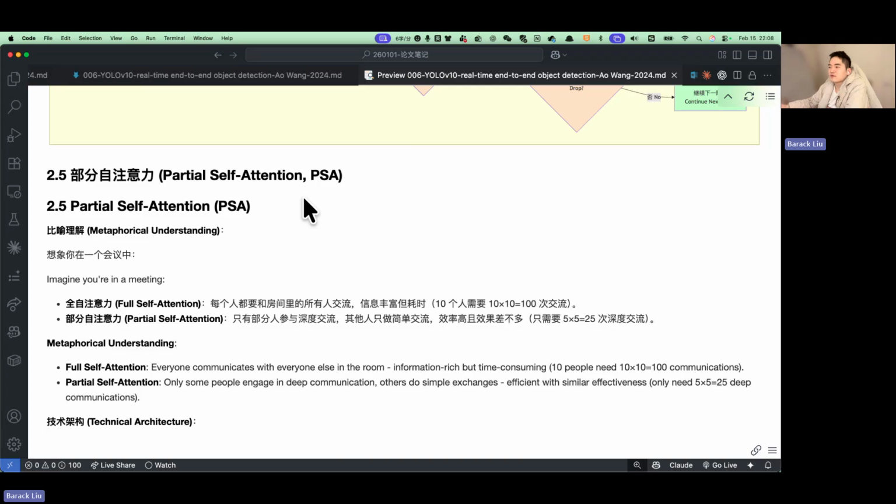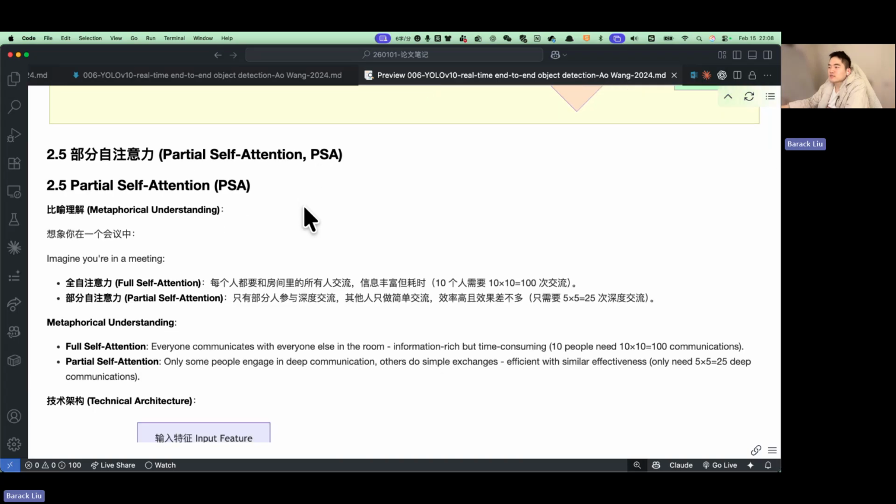Technique 5, PSA, partial self-attention. Imagine you are in a meeting. Full self-attention means everyone communicates with everyone else in the room. Information rich, but time consuming because 10 people need 100 communications. A partial self-attention means some people engage in a deep communication, others do simple exchanges. Efficient, with similar effect, only needing around 25 deep communications.